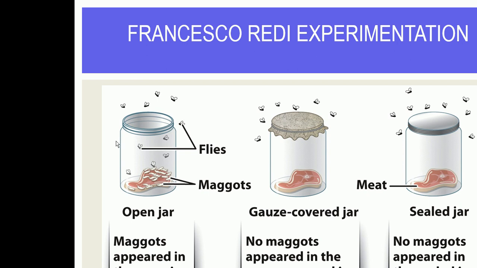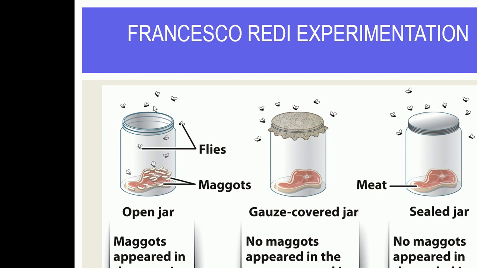At that time, scientists did not know that life comes from life. So this was the question: where do these maggots appear from? Are they coming from the piece of meat itself, or from the environment? So what this scientist did was take 3 jars. He kept one jar open, the second jar was covered by gauze, and the third was a totally sealed jar.